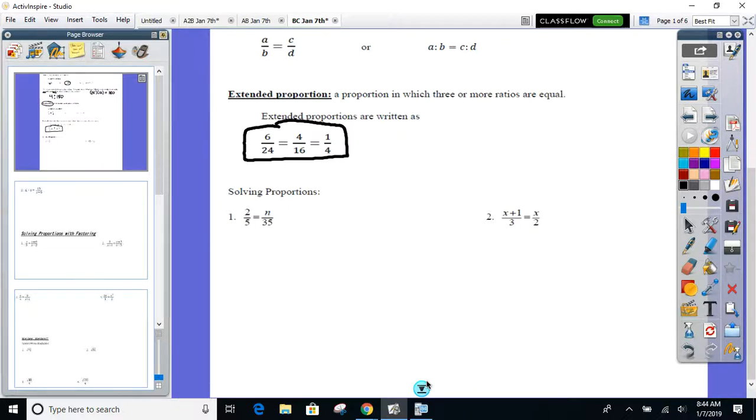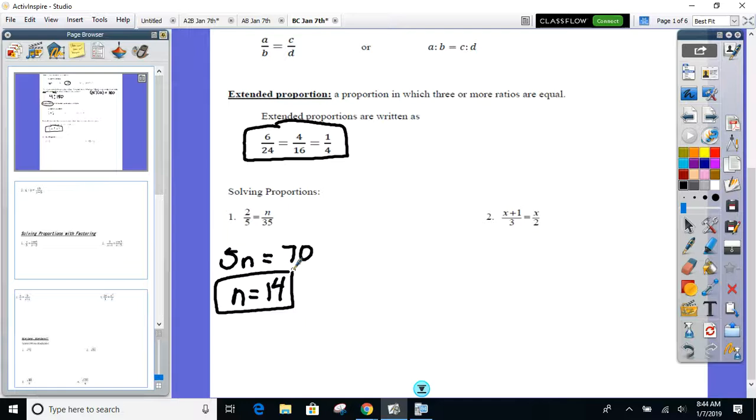So on this first one, I'm going to go through quickly. I cross multiply. I get 5 times n, and I get 2 times 35. 5n equals 70. We're all right on how I got that. I'm going to go quick with you guys here before we get serious. And we end up with n equals 14. No issues?